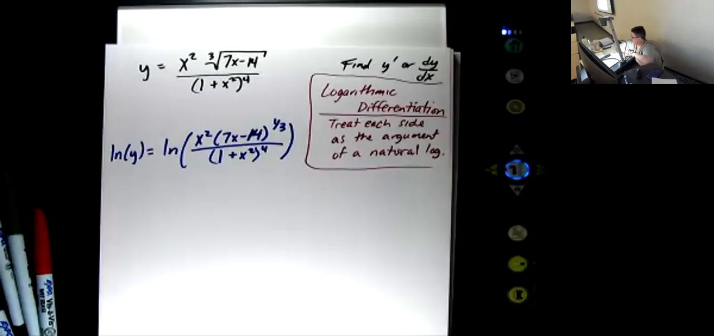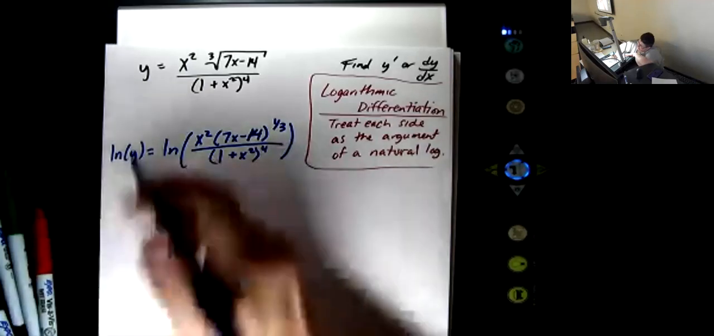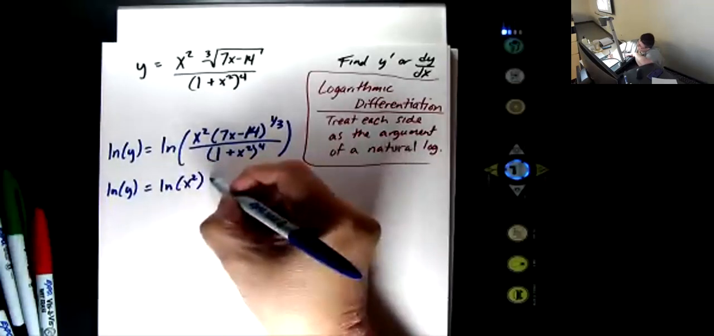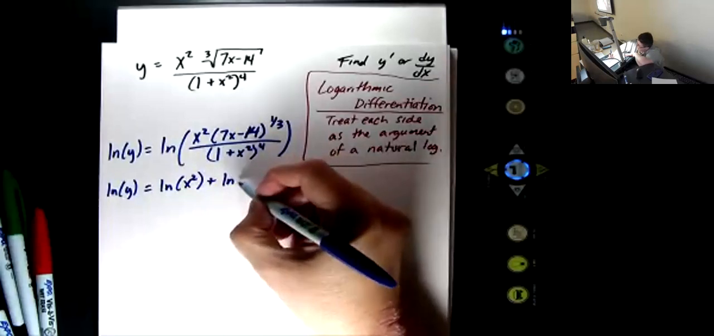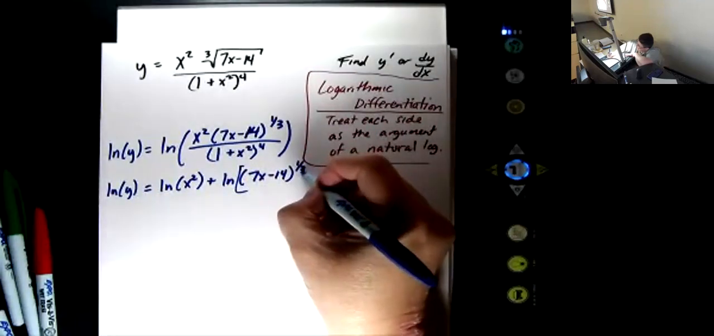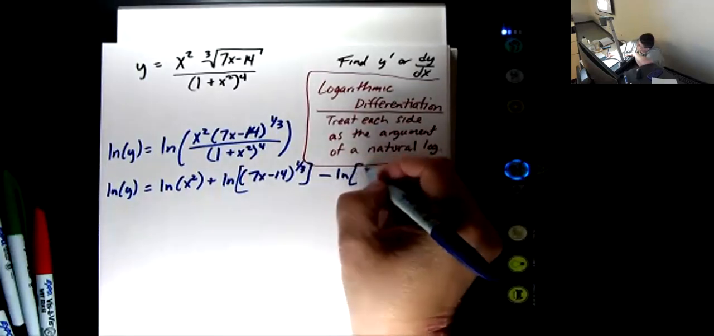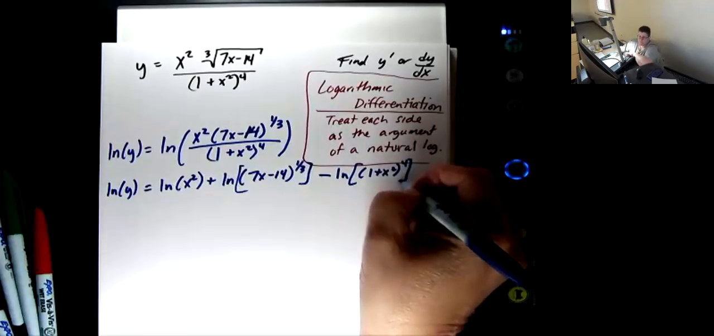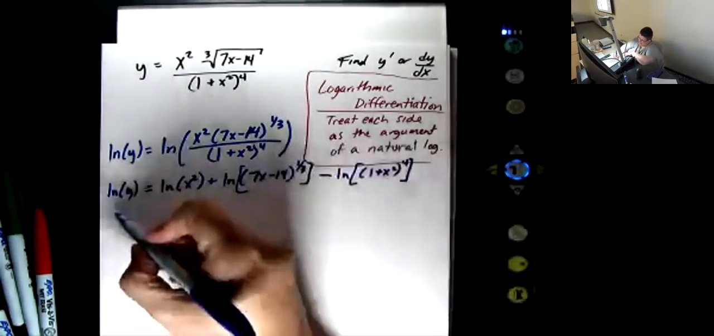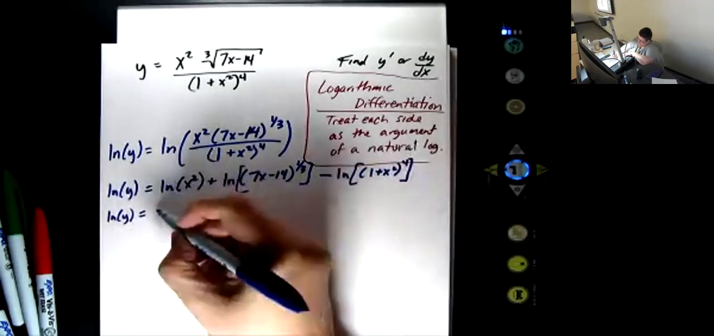Use the properties of natural logs to break this up. When we have two things on the inside multiplied, they become added if we separate them. And if it's divided, it's subtracted. Another property we had with logarithms is if there's an exponent on the argument, you can bring it down as a coefficient.